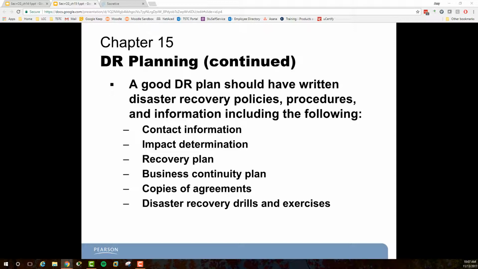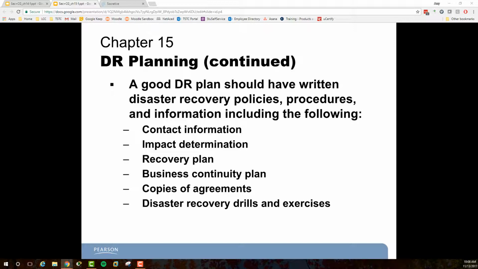What are we going to do when something bad happens? Contact information is going to be who to contact. As far as employees, sometimes there's like a call tree involved where, well, I know such and such is wrong, so I'm going to call these two people under me, and they're going to call these people under them. Impact determination is an evaluation of which assets were lost, what it's going to cost to replace them, and how long that is going to take.